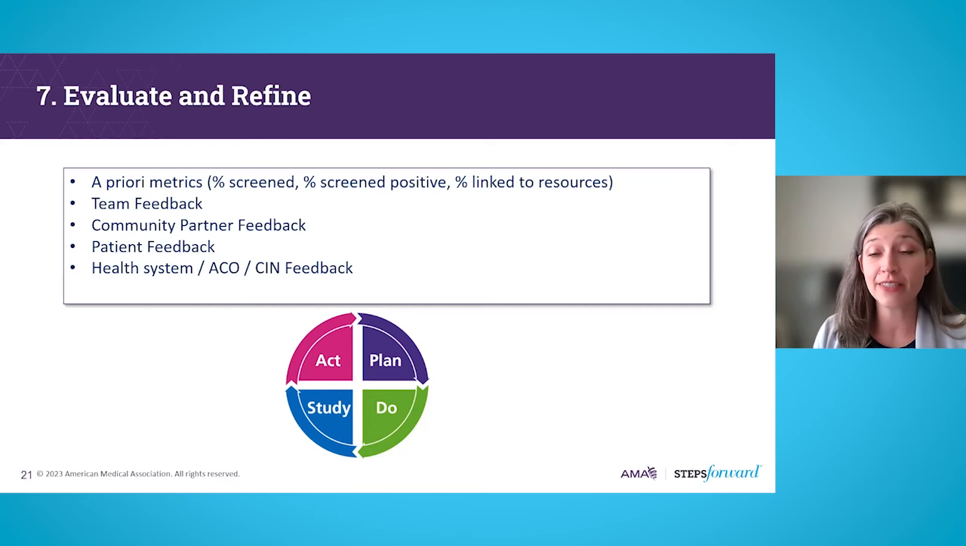Last, you want to get health system, ACO, or clinically integrated network feedback. Over time, you'll want to see if their metrics have changed. Are they seeing fewer avoidable emergency room visits from your patient panels, for instance? Last, you want to act. So after asking all of these questions and collecting all of this data, you want to refine what you're doing based on these data to improve your outcomes. And then you start the cycle again. Next slide.